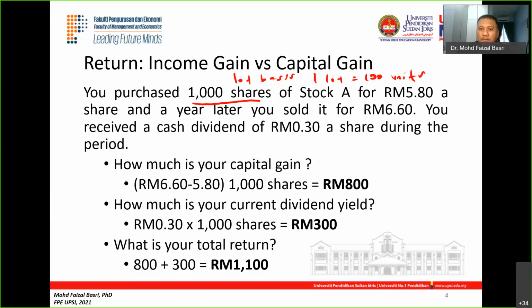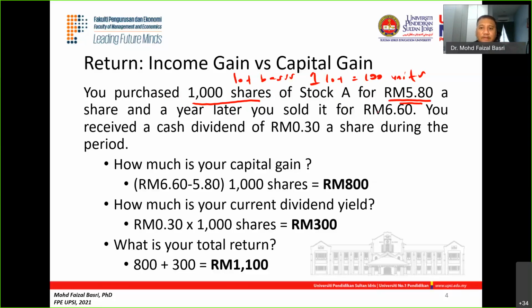Okay, one lot is equivalent to 100 units. So if this person purchased 1,000 shares, 1,000 divided by 100, you can find that this person purchased 10 lots of stock A, or in total 1,000 shares. And this is the cost, RM5.80. So they purchased at 580 per share.